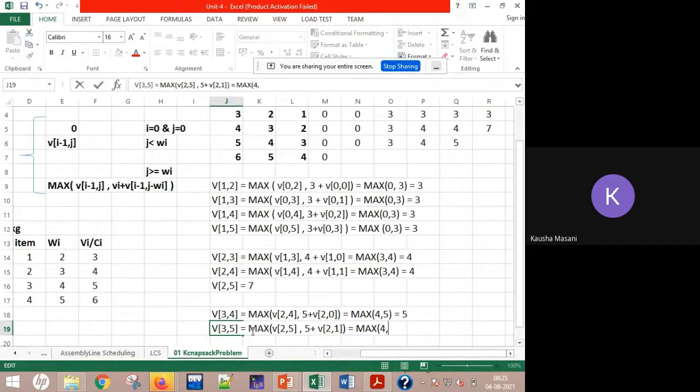4 plus 2, that is 7, and 5 plus 0, that is 5. The answer is 7. 2 comma 1, 2 comma 1 is this one.